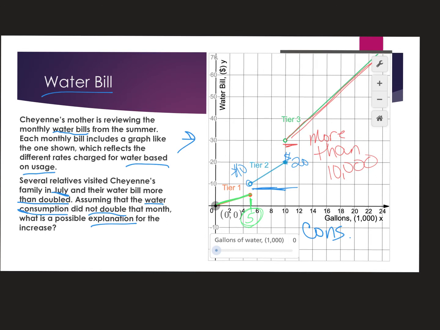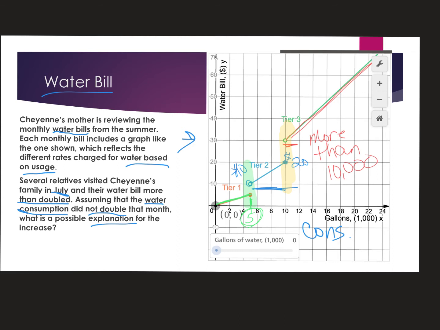Well, I think they must have crossed one of these thresholds. If you cross those thresholds, look at the big change you have in your water bill. You jump from only spending $20 to spending $30. Here I go from $20 to $30 very quickly. Here I go from $5 to $10 very quickly. Even though I didn't use double the amount of water, my water bill doubled.